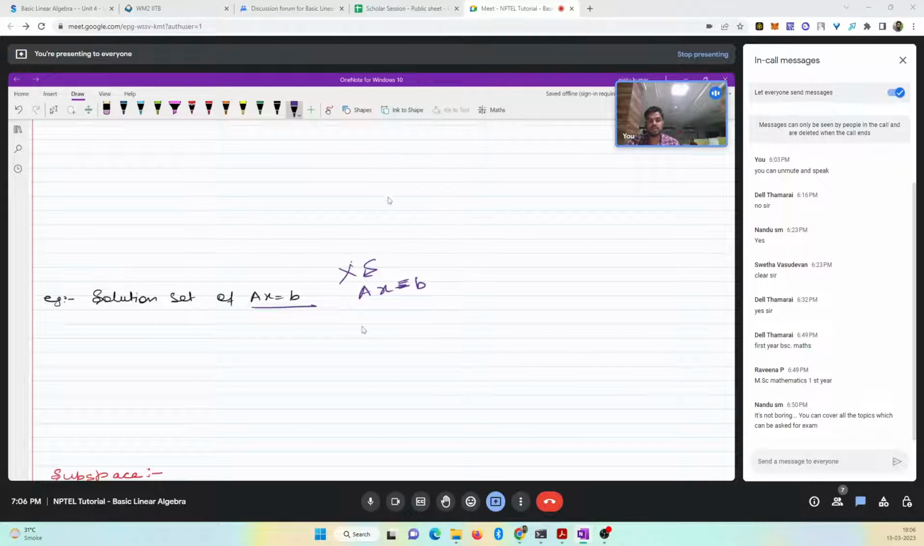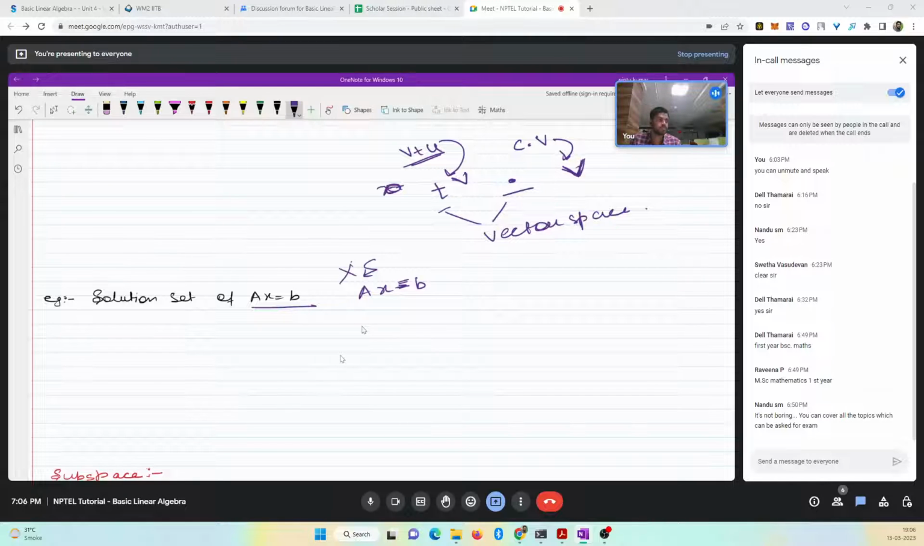So one very important thing is that when we were defining plus and scalar product in the case of our vector space, one important thing to keep in mind is that let's say we have v and u, whatever sum you obtain, that sum should also be in that vector space only. This is the first requirement, and the scalar product should also be in the vector space V only. This is the first and foremost requirement for a set to be a vector space.